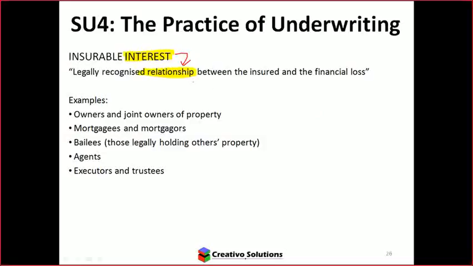For example, when you see someone else get into a car accident, do you claim? No, you can't, because there is no insurable interest. There's no relationship between you and the financial loss. But if your vehicle was in an accident, is there an insurable interest? Yes, because now it's your vehicle and you've sustained the loss. So there's a relationship between you and the loss that has arisen. Some examples: owners and joint owners.